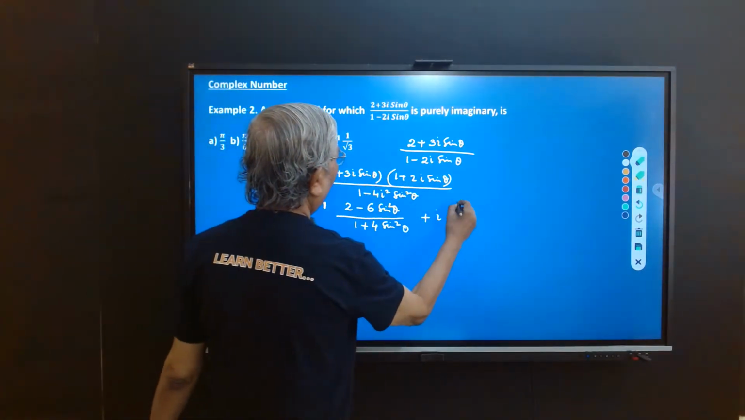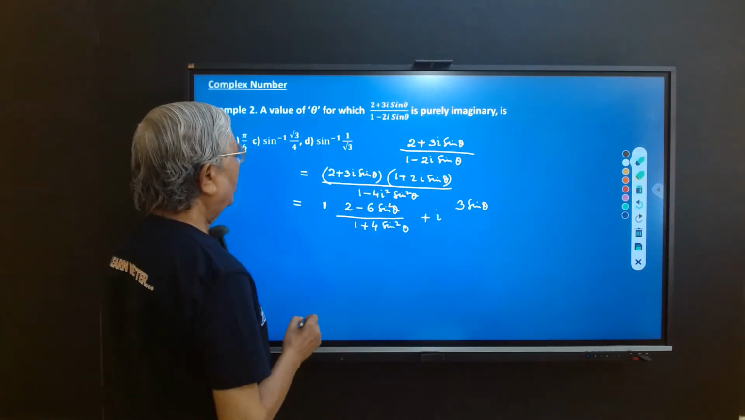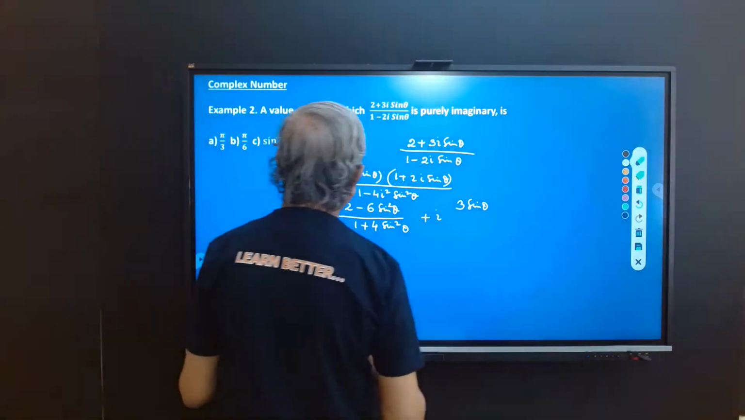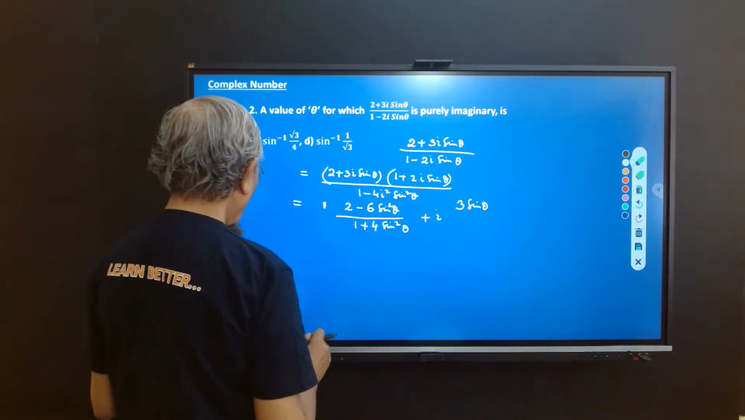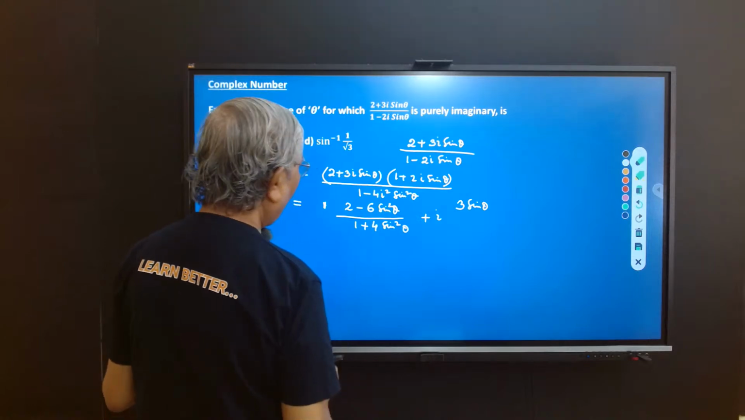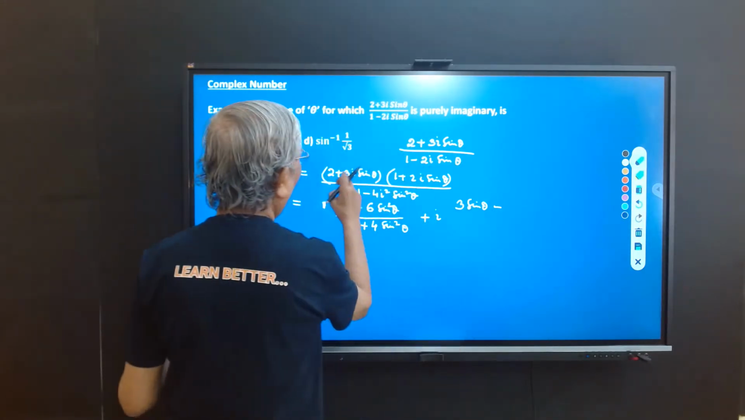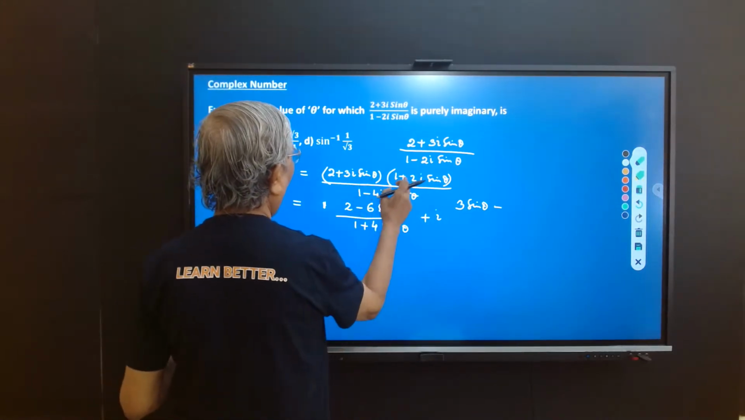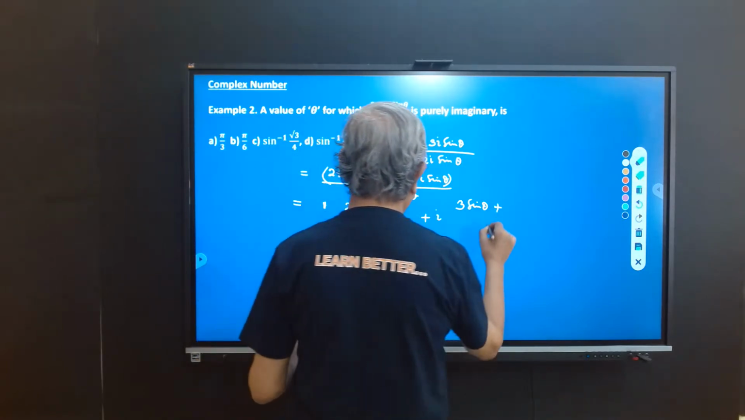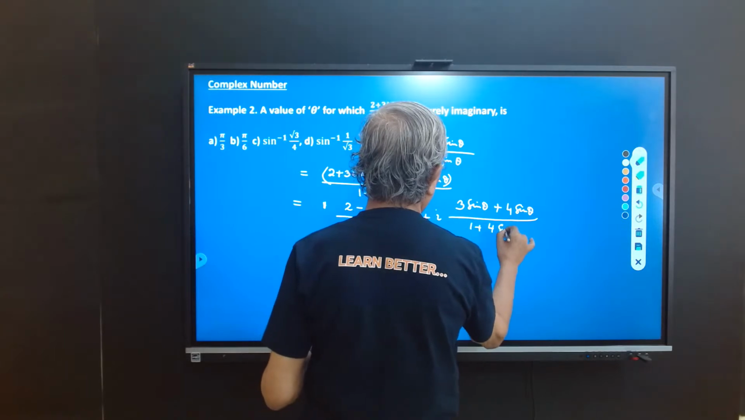the imaginary part. The imaginary part is when this is multiplied by this and this multiplied by this: 3 sin theta plus 4 sin theta, that is 7 sin theta. Upon 1 plus 4 sin square theta.